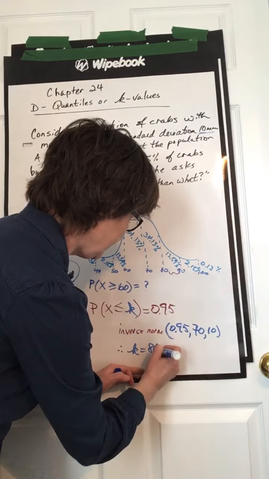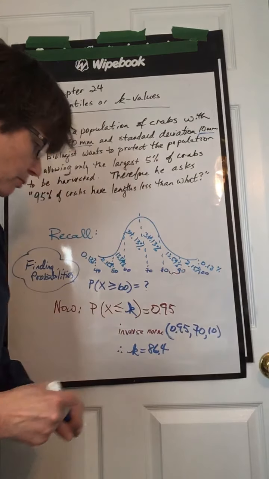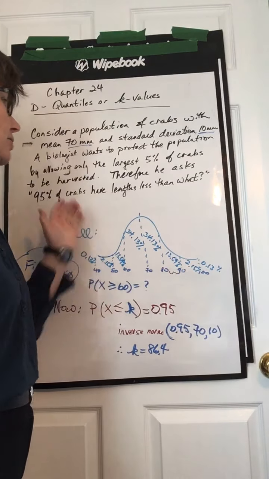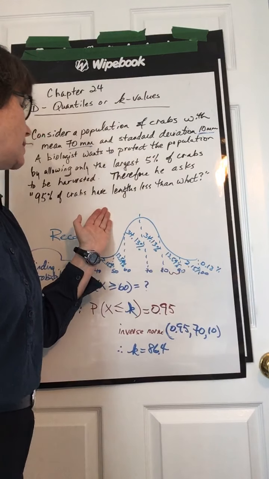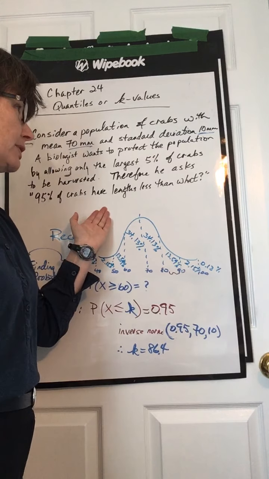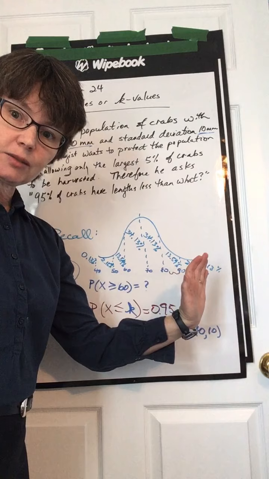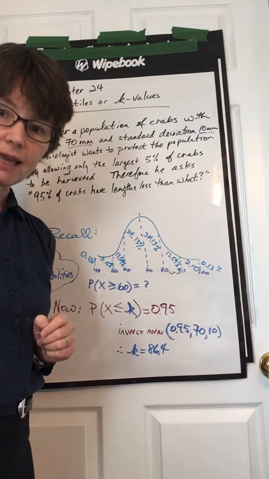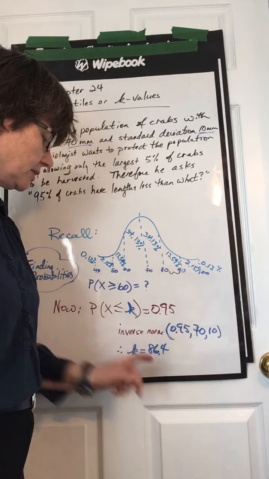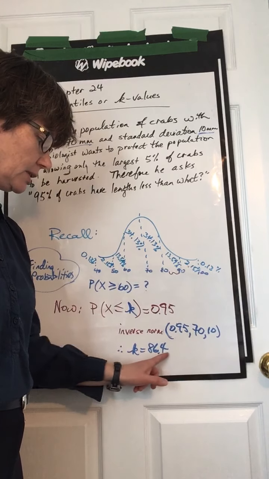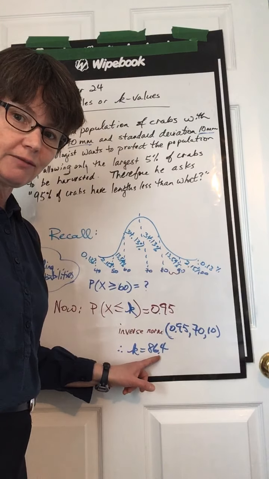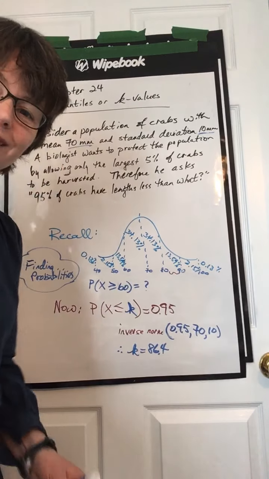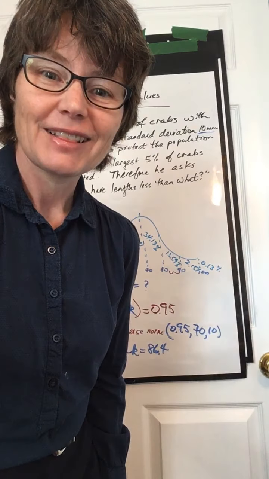86.4 millimeters. In the context of this question, that would mean 5% of the crabs are bigger than 86.4 millimeters, and 95% of the crabs are less than 86.4 millimeters. So that's the value they would use as the limit for being able to harvest crabs. Okay, quantiles. Have fun.